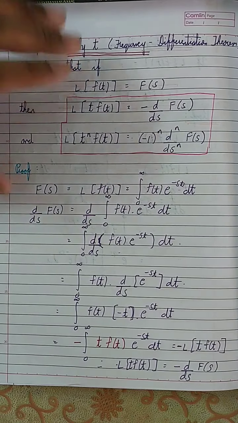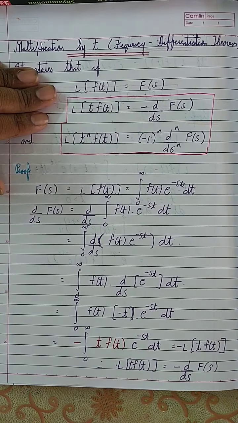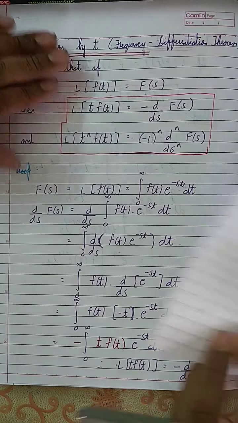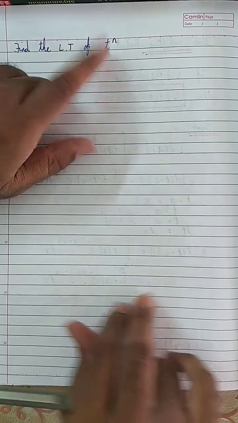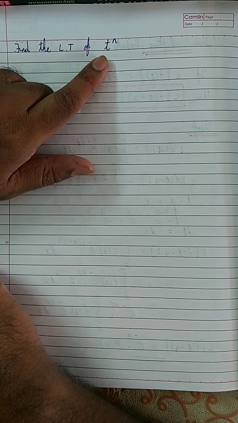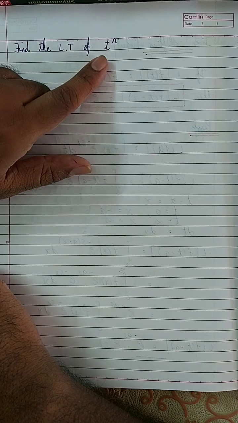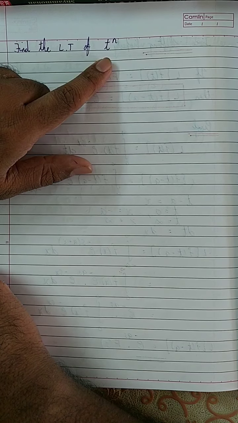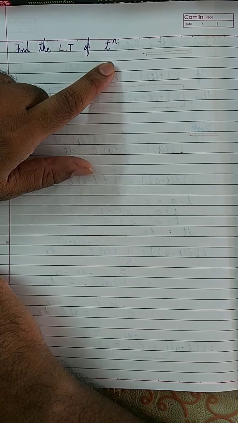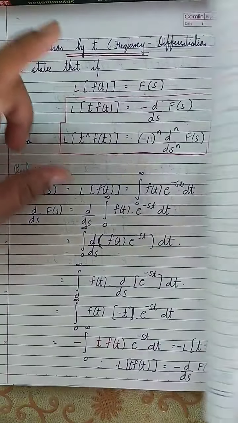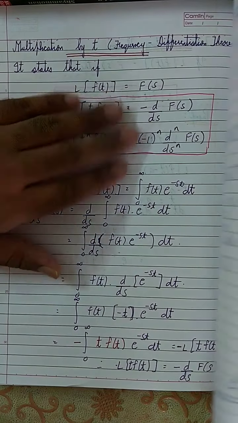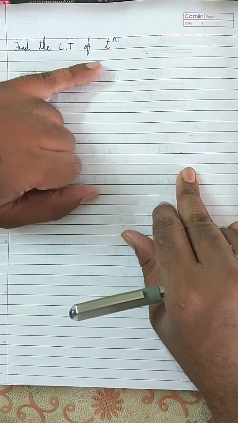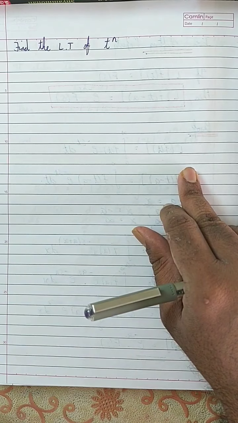Now let's do a problem based on this property. The first problem we are going to do is regarding a basic function that we have not looked at earlier: the Laplace transform of t raised to n. I haven't mentioned this function before, because in order to derive it you need to first study the multiplication by t property. Since you have now studied this, you can find the Laplace transform of this function.